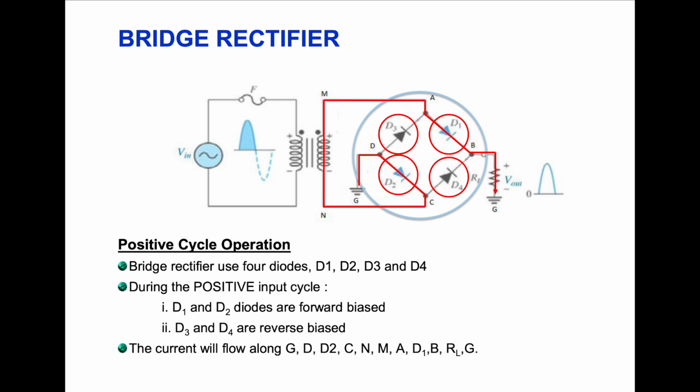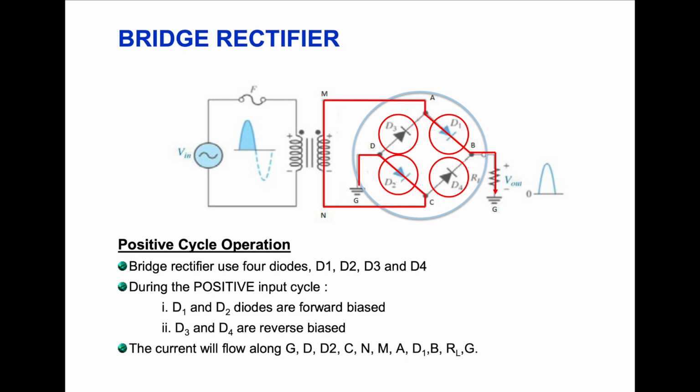We call this a bridge rectifier because we have these 4 diodes here. During the positive cycle operation, the bridge rectifier will use 4 diodes, which are D1, D2, D3, and D4. During the positive input cycle, the signal will pass through D1 and D2. D1 and D2 become forward bias, but D3 and D4 become reverse bias.